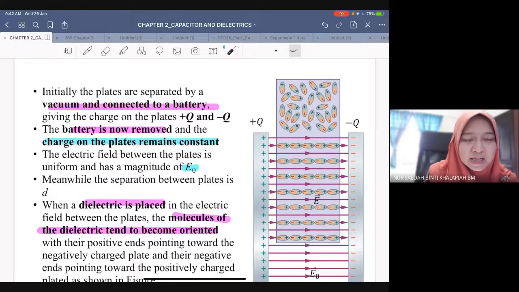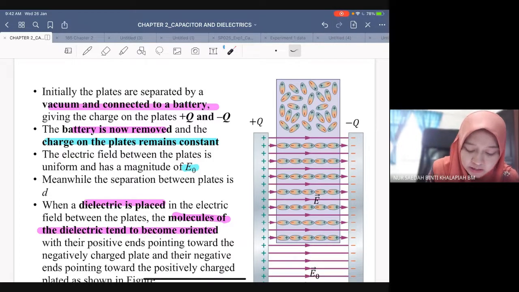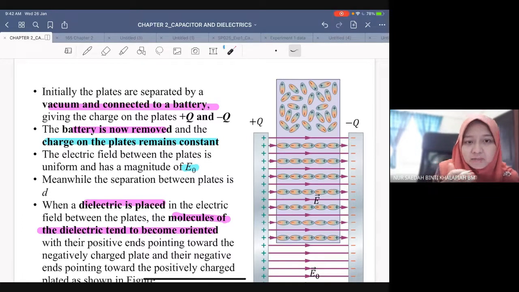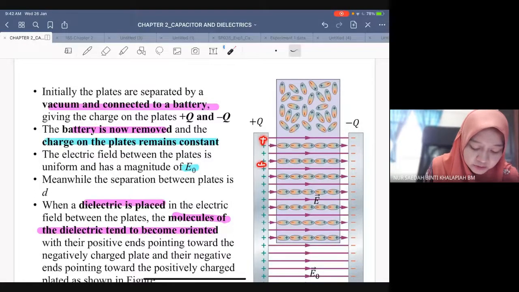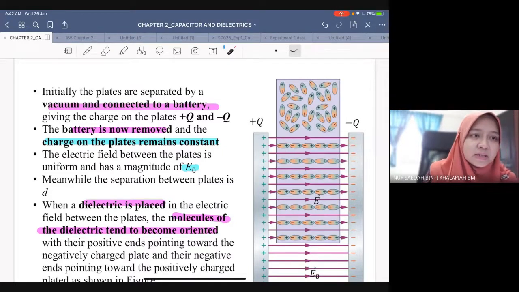Tapi once dia masuk dalam capacitor kita yang ada electric field ni, the molecules will tend to become oriented, akan susun diri dia with their positive ends. Okay, kita punya molecules consist of polar positive and negative. So the negative polar akan attracted to positive plate. Semua bahagian molecules polar negative akan menghadap positive plates of capacitor. Polar positive of the molecules akan menghadap negative plates of capacitor.